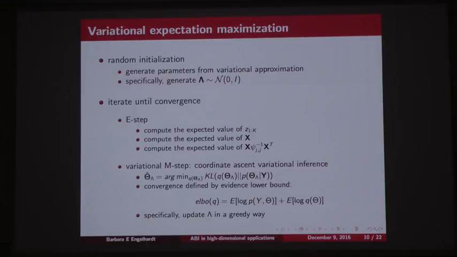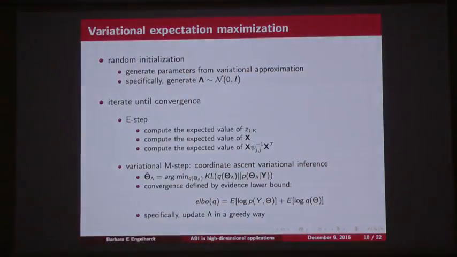Then we iterate until convergence the expectation step, where we compute all of the sufficient statistics. And then we perform the variational M step, which is just going to be coordinate ascent variational inference. We update our lambda variables in a greedy way, so we think about each factor in the lambda matrix, controlling for the ones that we've already estimated.